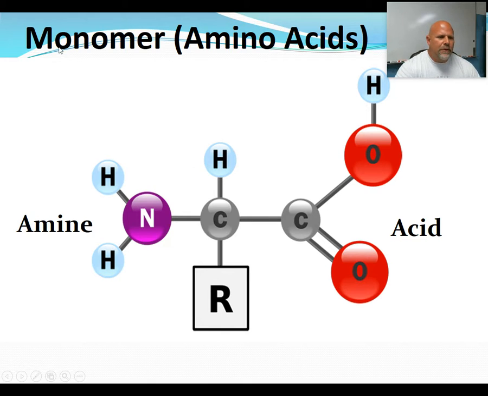The monomer for a protein is an amino acid. You may have heard of people saying amino acids need to be in your body so you can make proteins. But this is an amino acid. The reason it's called an amino acid is it has an NH2 group on one end, which is an amine, and it has a COOH group on the other end, which is carboxylic acid. So it kind of makes sense. Amino acid.